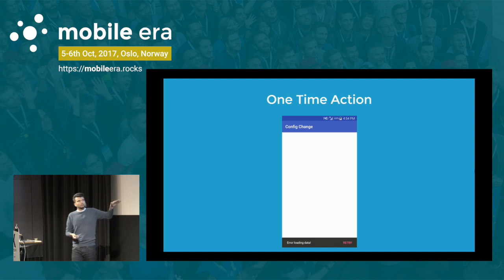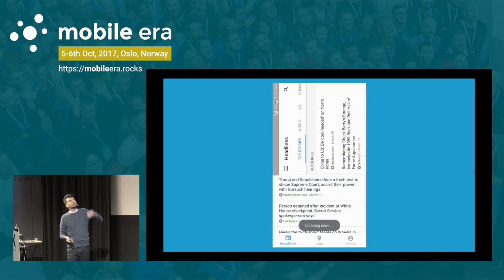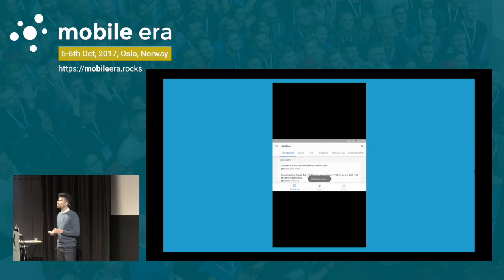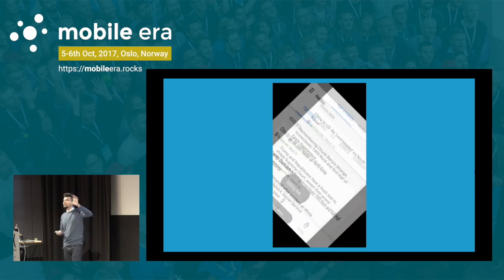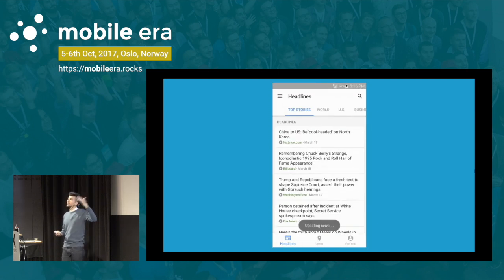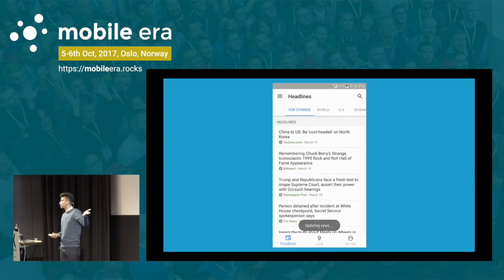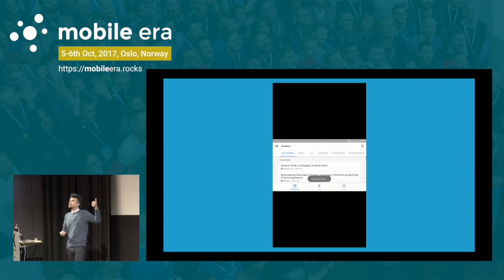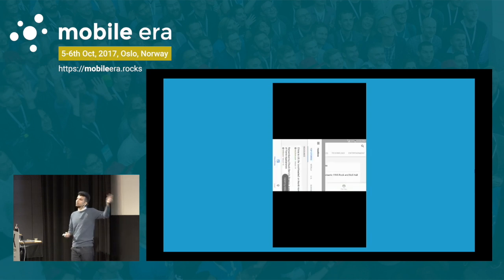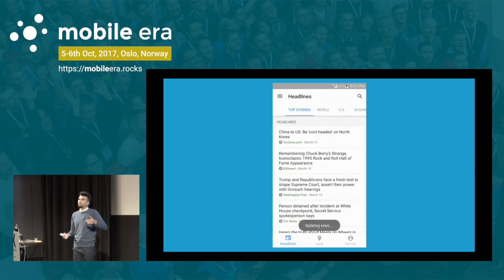So if you don't handle this properly, you may end up having something like this. This is again the Google News and Weather application. If you keep rotating the screen, it will keep displaying the toast message saying updating news. But in fact, it's done updating, but it's not because they haven't handled the one-time action, so it just keeps popping up.